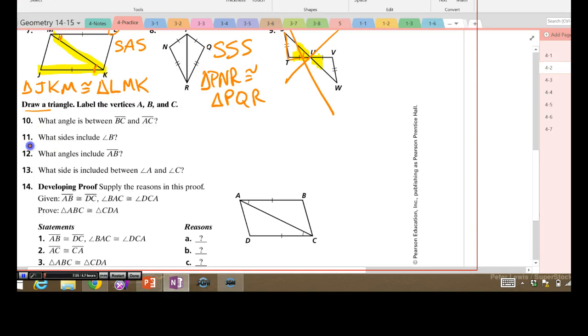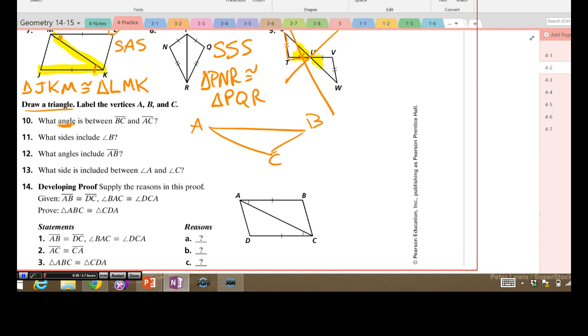Now then, draw a triangle. Pretty open-ended. All right, let me go. Triangle. Label the vertices A, B, and C. What angle is between BC and AC? Well, that would be this angle right here. So I will name that angle ACB, because C is the vertex of the angle between these 2 sides.